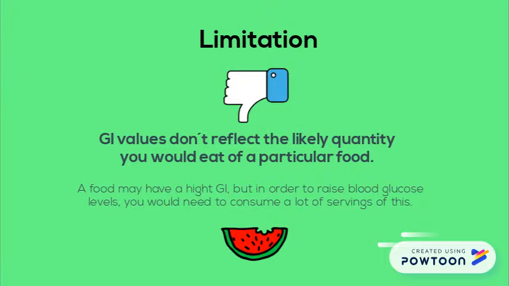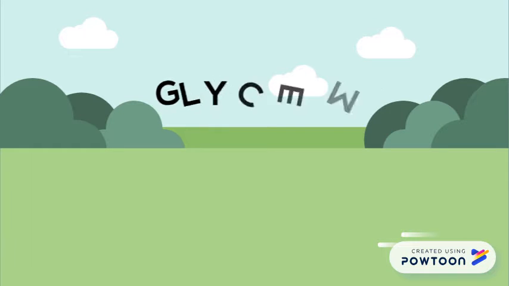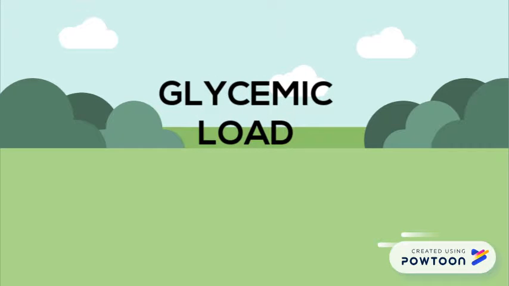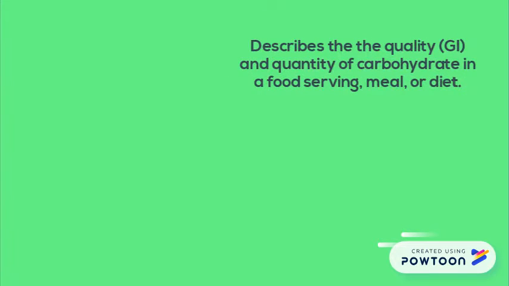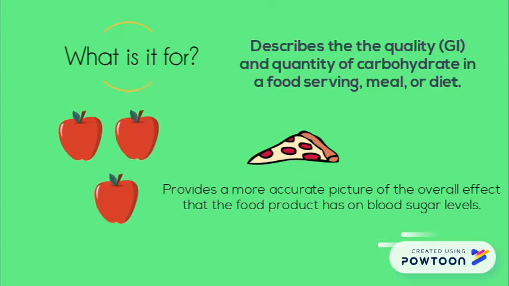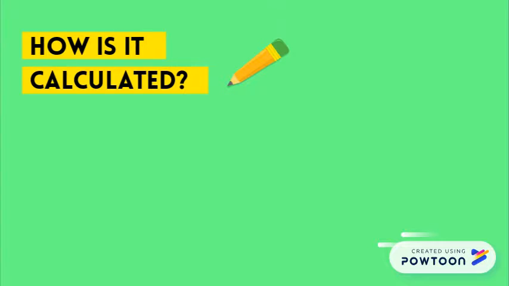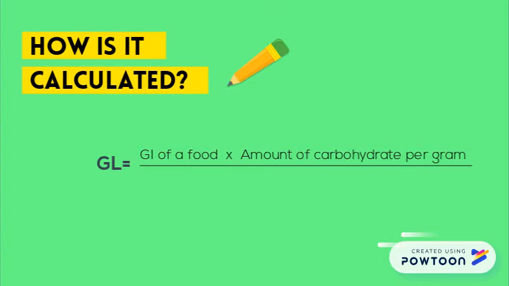The values don't reflect the quantity you will need to eat of a particular food. The second one is glycemic load. The difference with glycemic index is that glycemic load not only describes the quality, but it also describes the quantity of a carbohydrate. You may be wondering how we can calculate the glycemic load of a food.